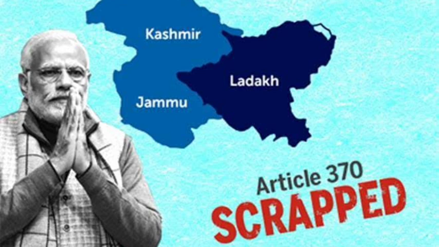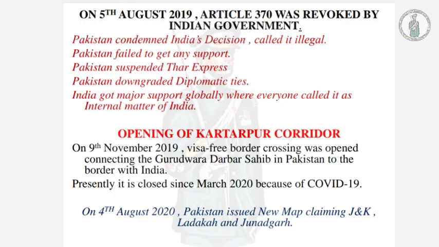However, after this, Pakistan condemned India's decision and called it illegal. Pakistan failed to get any support, and after this, Pakistan took a number of steps. For example, they suspended the Thar Express. Pakistan downgraded diplomatic ties, but India got the majority of support from the global community because every country called it the internal matter of India.